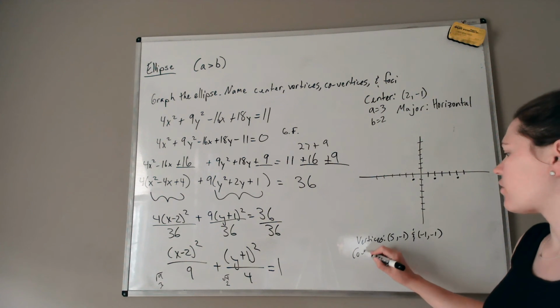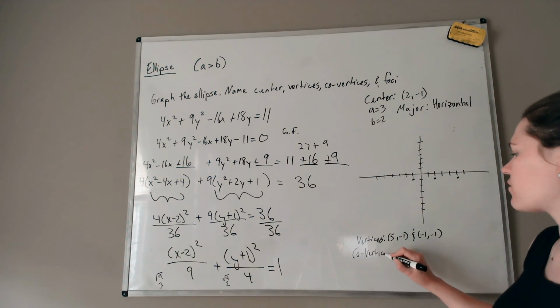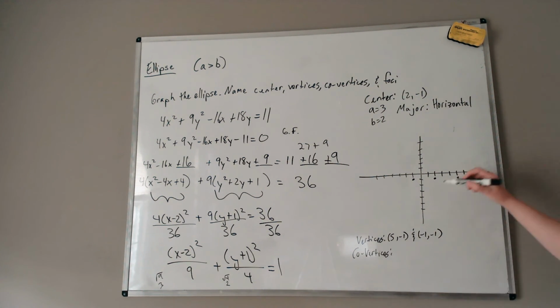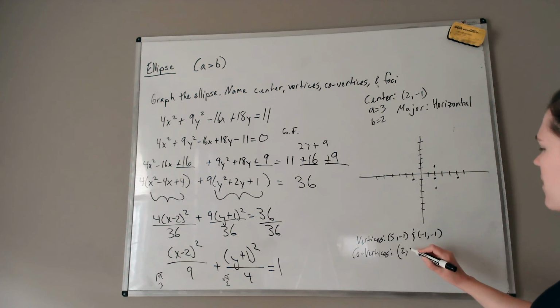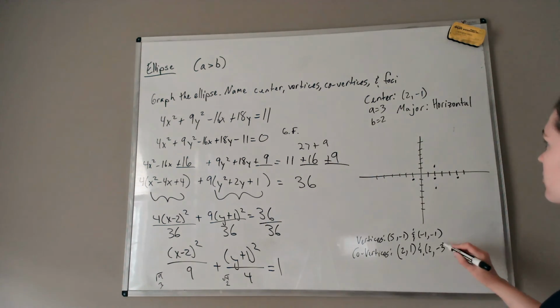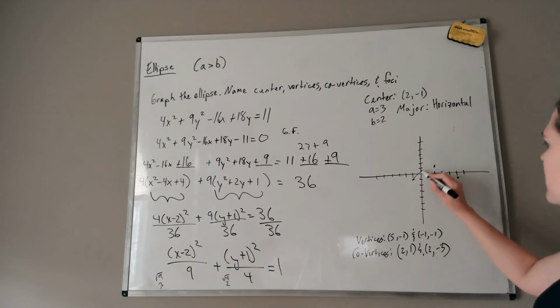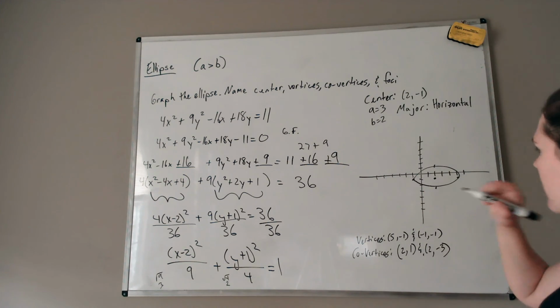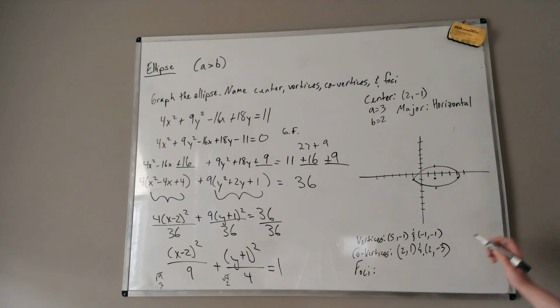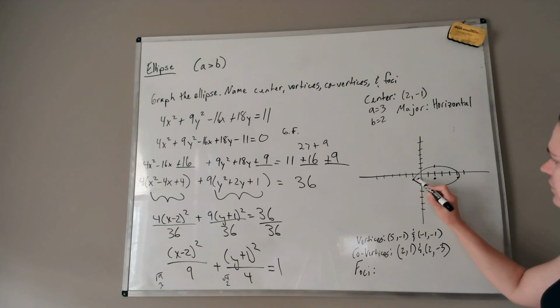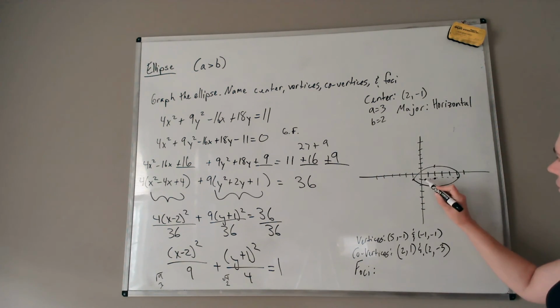Your co-vertices, okay, they're going to go up and down because the minor axis is vertical. So I've got to go up 2, and I've got to go down 2. So that's going to be 2 comma 1 and 2 comma negative 3. And so now I just make my shape. Now where are the foci falling? The foci, okay, the foci are falling on the major axis. Here's the major axis, okay? So the foci are falling somewhere on here.